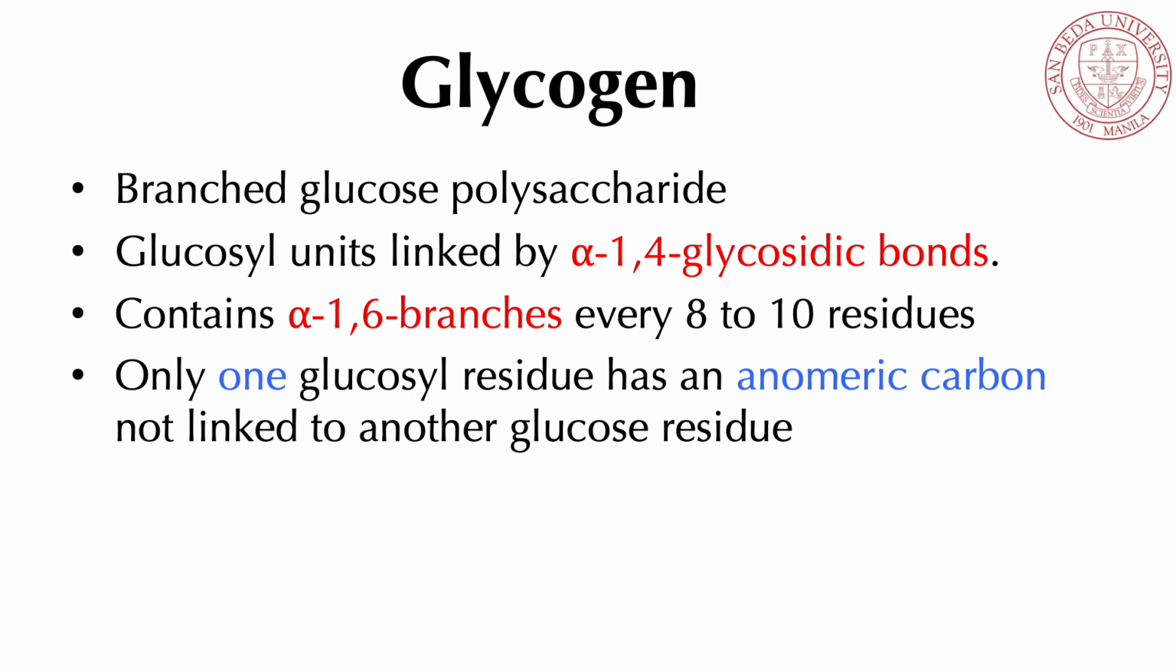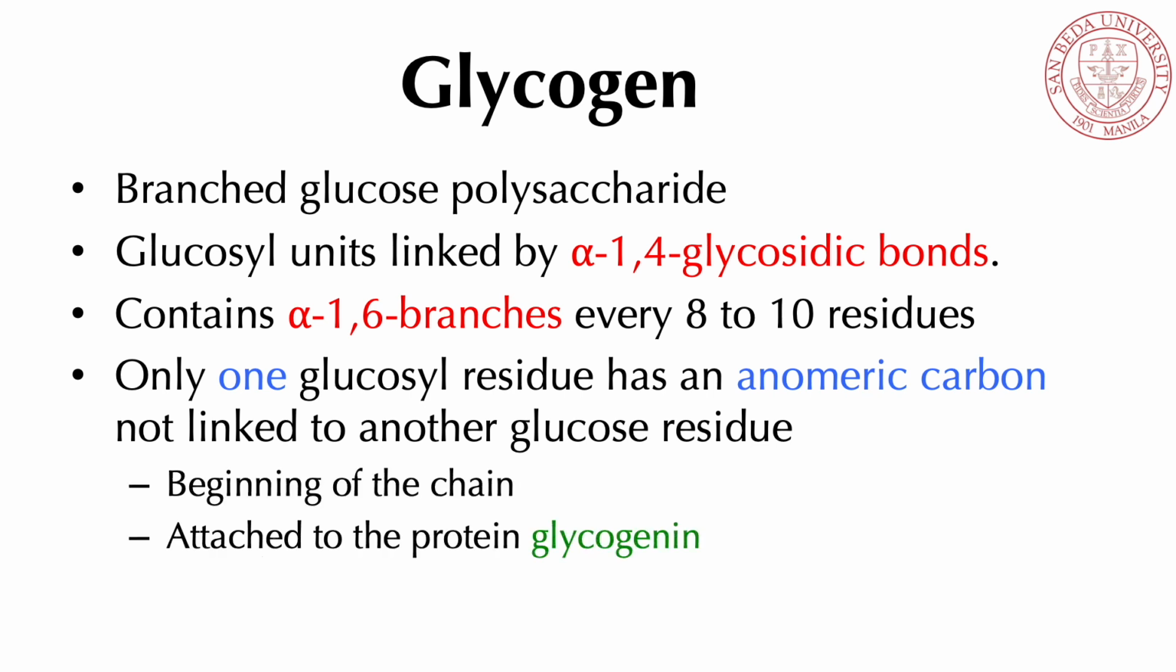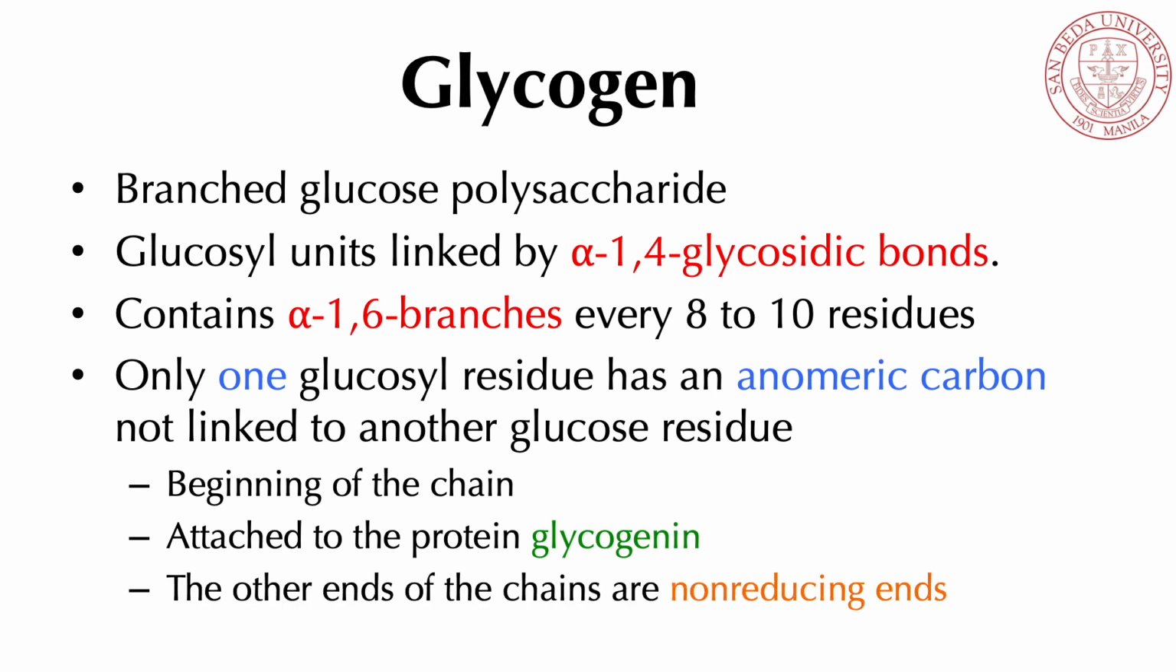That said glucosyl unit or residue can be found at the very beginning of the chain attached to a protein called glycogenin, which I'll be discussing in the glycogenesis video. All the other ends of the chain in the glycogen molecule do not have free anomeric carbons and are thus non-reducing.